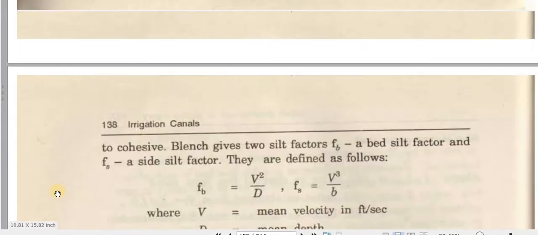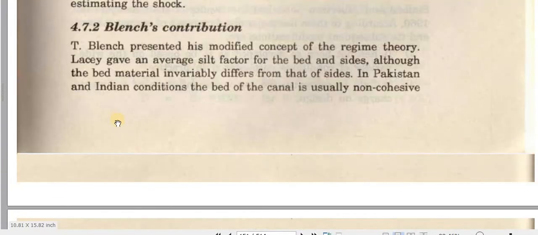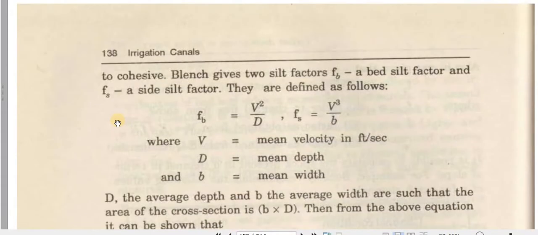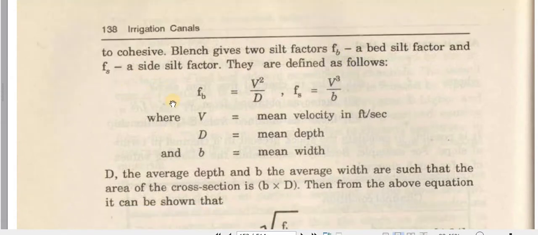And the second contribution is Blench's contribution. Blench divided the frictional resistance F into two components, bed friction and side friction: FB, a bed silt factor, and Fs, a side silt factor. He explained that the Lacey silt factor F, which was previously used as constant for bed and side slope, can be used separately, as there are two different phenomena which occur on bed and side slope.